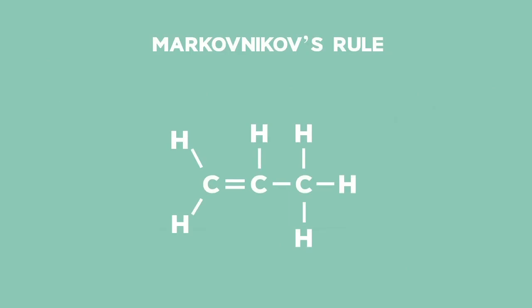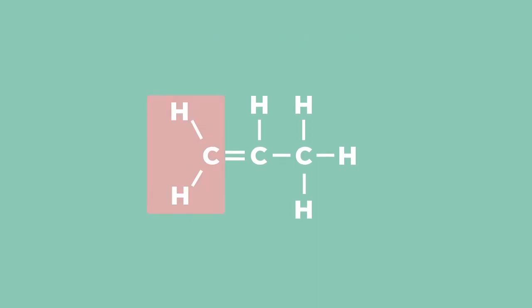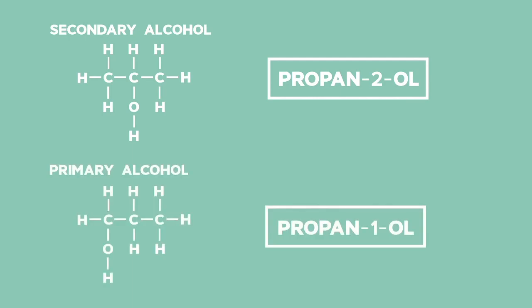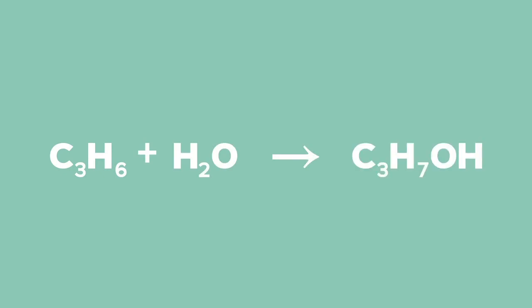We use Markovnikov's rule to determine the major product. According to the rule, the hydrogen bonds to the carbon that already has more hydrogens, while the hydroxide bonds to the other carbon. So the hydrogen bonds to the terminal carbon, forming a secondary alcohol as the major product and a primary alcohol as the minor product. The reaction conditions for this reaction are a strong acid catalyst, such as sulfuric acid, and heat.